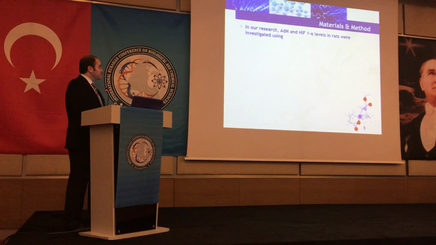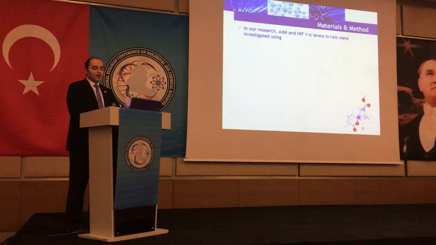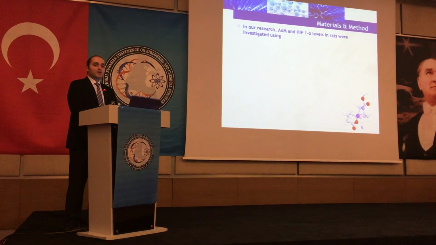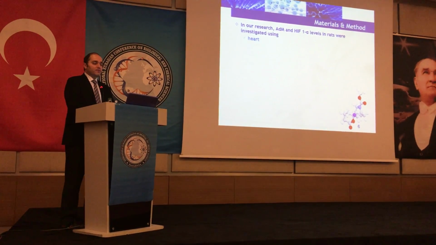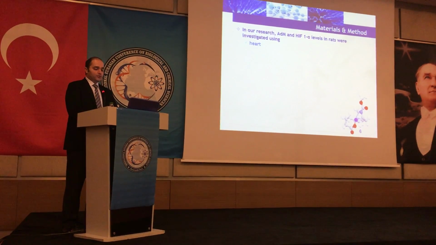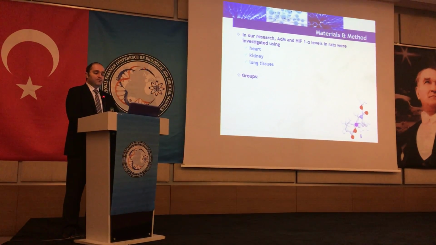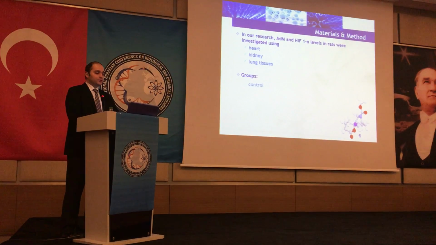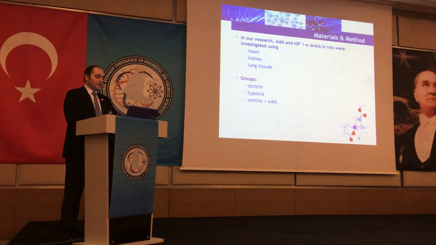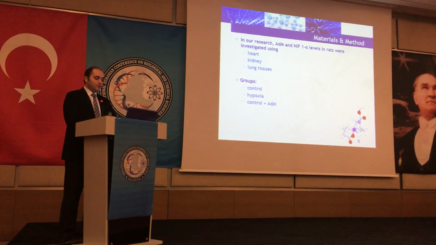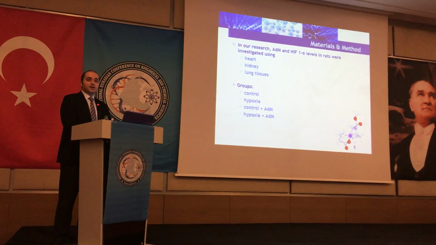For the materials and methods parts of our research, for adrenomedullin and hypoxia inducible factor 1 alpha levels, we used rats, and we used these rats' heart, kidney, and lung tissues. Also, we have 4 groups in this research. One of them was the control group, the other was the hypoxia group, the third was the control plus adrenomedullin group, and the last one was the hypoxia plus adrenomedullin group.